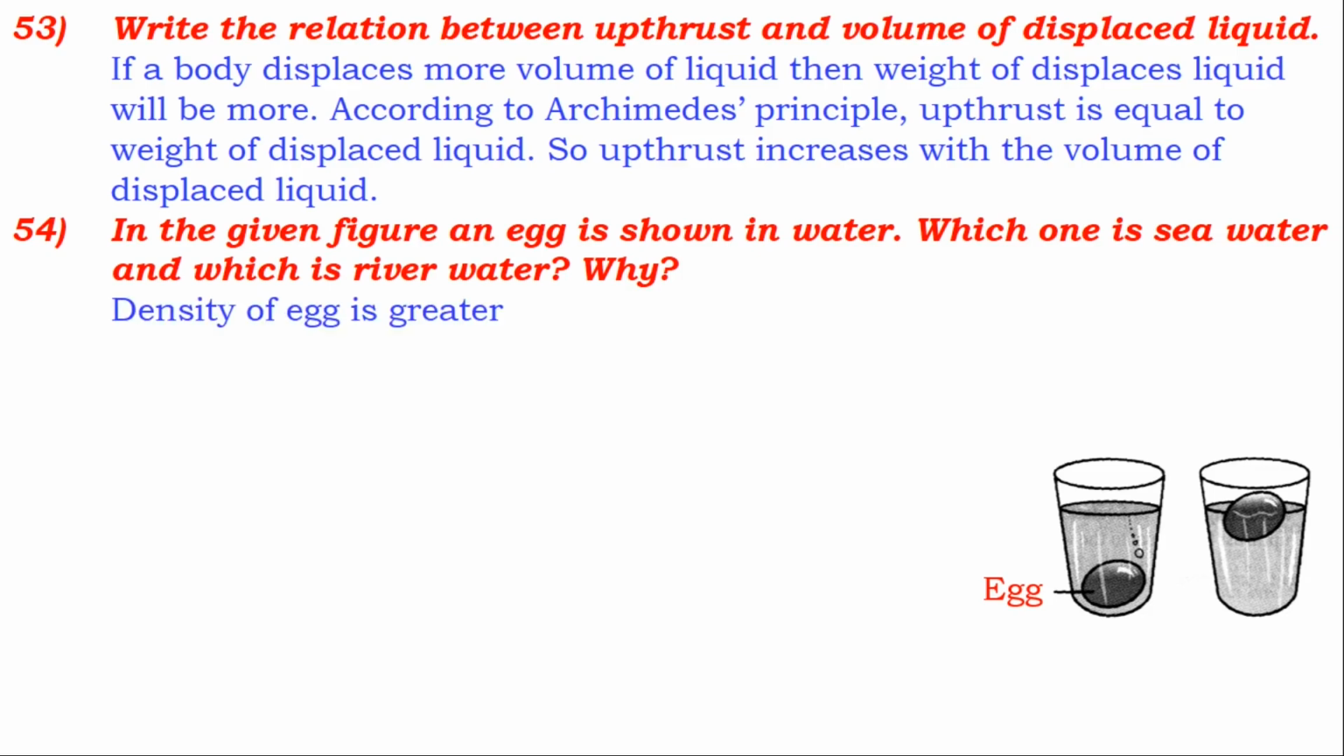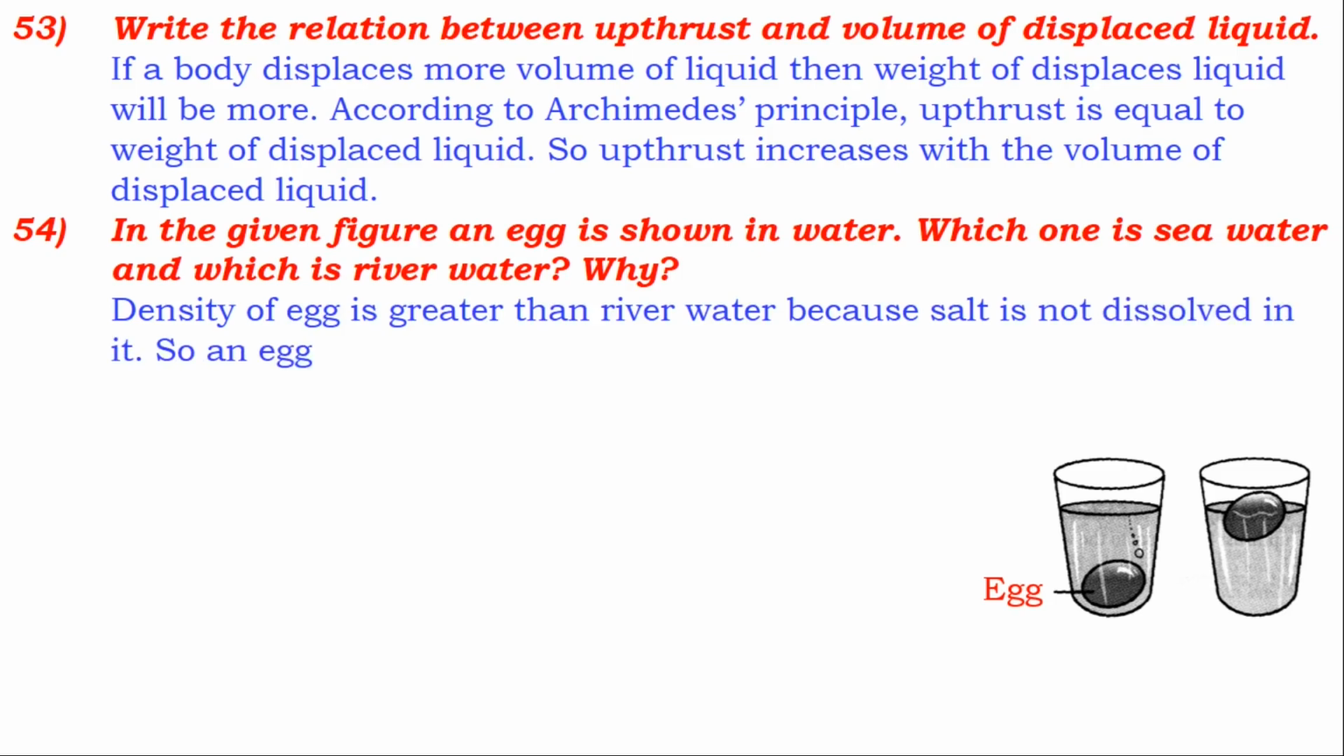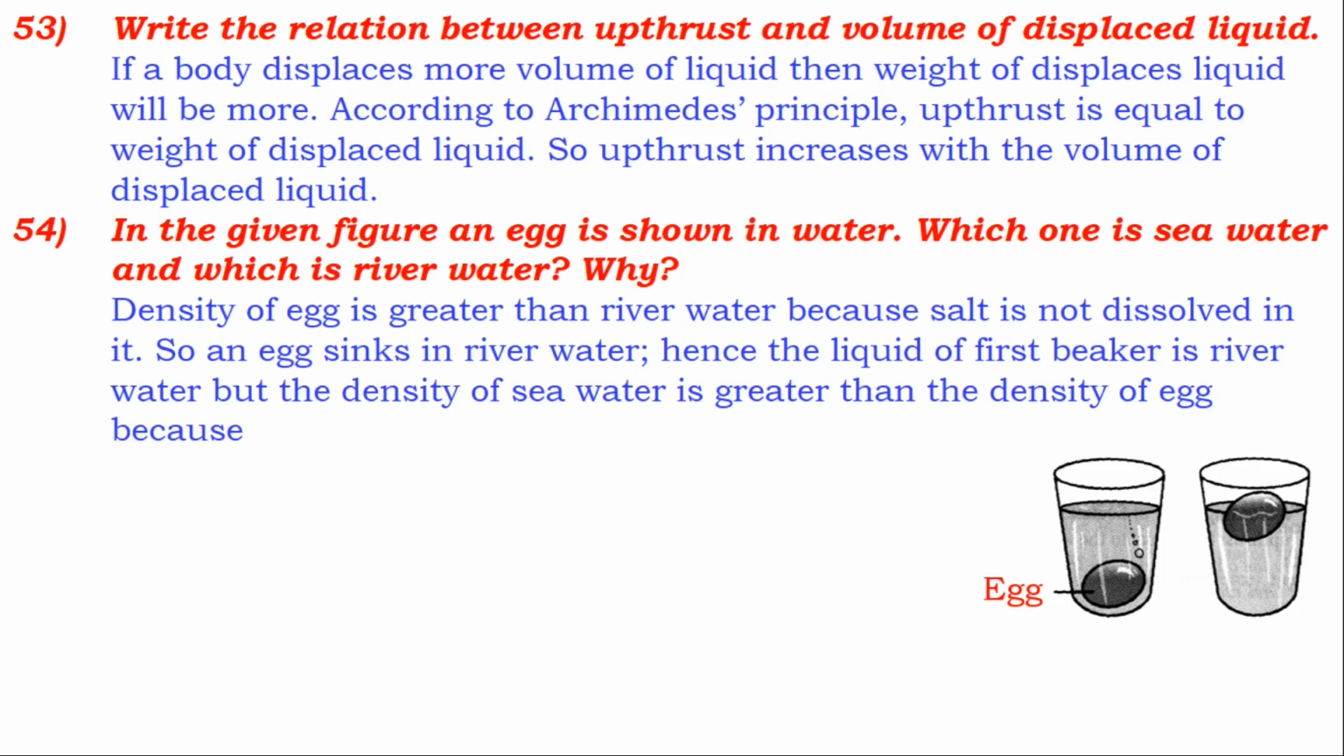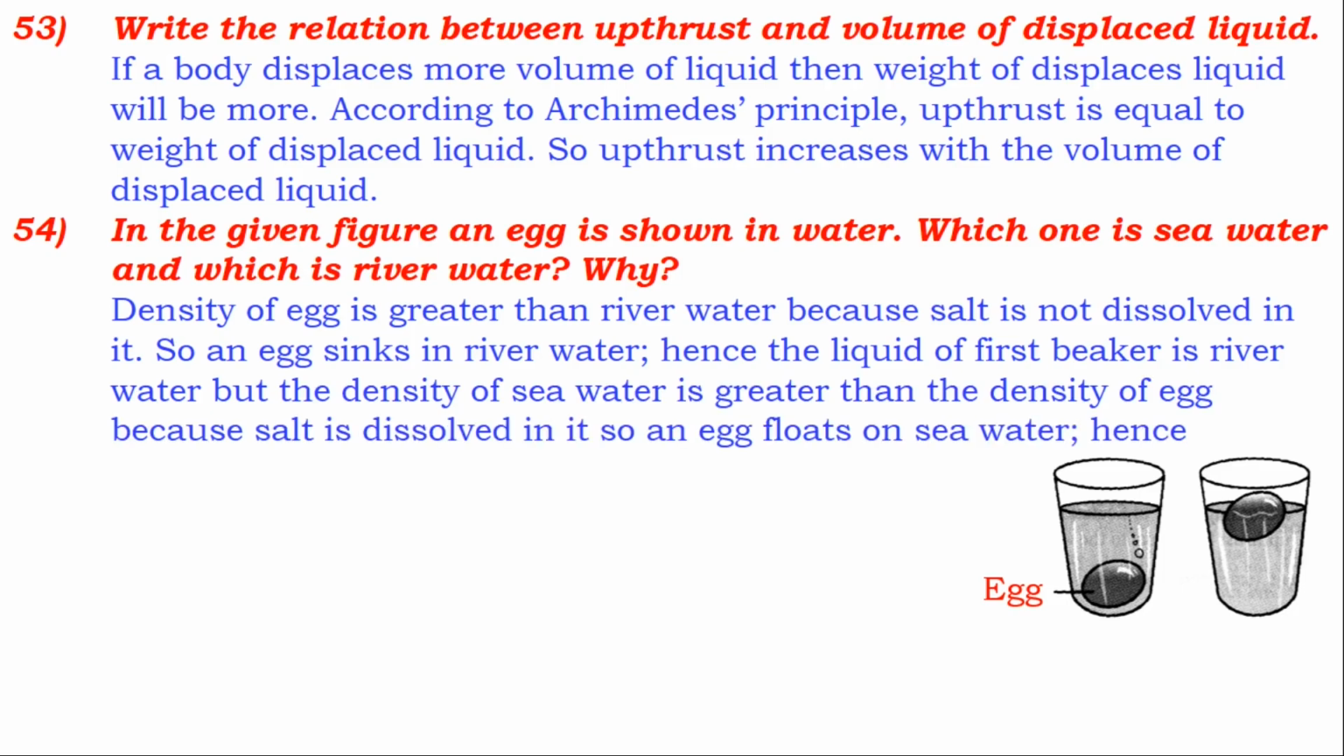We can answer this way. Density of egg is greater than river water because salt is not dissolved in it. So an egg sinks in river water. Hence the liquid of first beaker is river water. But the density of seawater is greater than the density of egg because salt is dissolved in it. So an egg floats on seawater. Hence the liquid of second beaker is seawater.